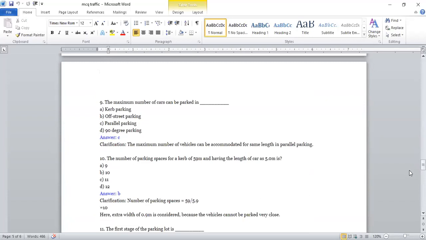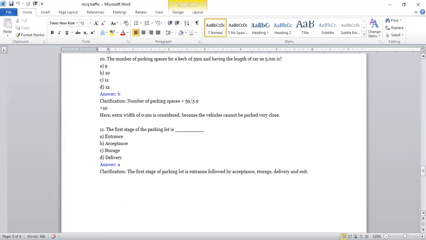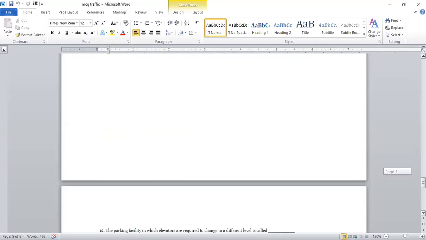The number of parking spaces for a curb length having this, that is 10 meter by 5.9 meter. Again, the first stage of parking lot is dash dash dash, that already we have completed. That is the first stage of parking lot, means the entrance. If parking is provided, then there will be an entrance and an exit portion. So the entrance is nothing but the first parking lot over there.